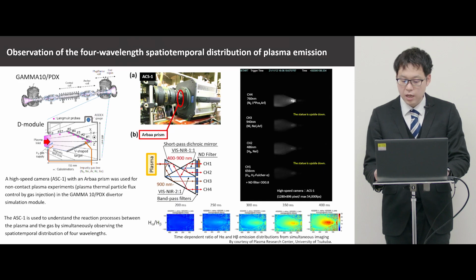Next, this is an example of measurement taken by the Plasma Research Center, University of Tsukuba, during the non-contact plasma experiment in GAMMA 10, using the alpha prism attached to the HS1, simultaneously measuring the spatial distribution across 4 wavelengths. This approach contributes to elucidating the reaction processes between the plasma and gas.